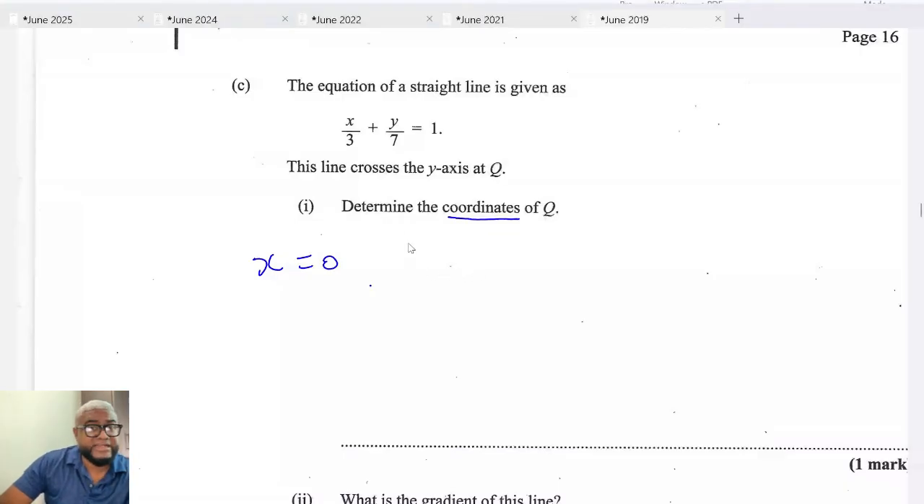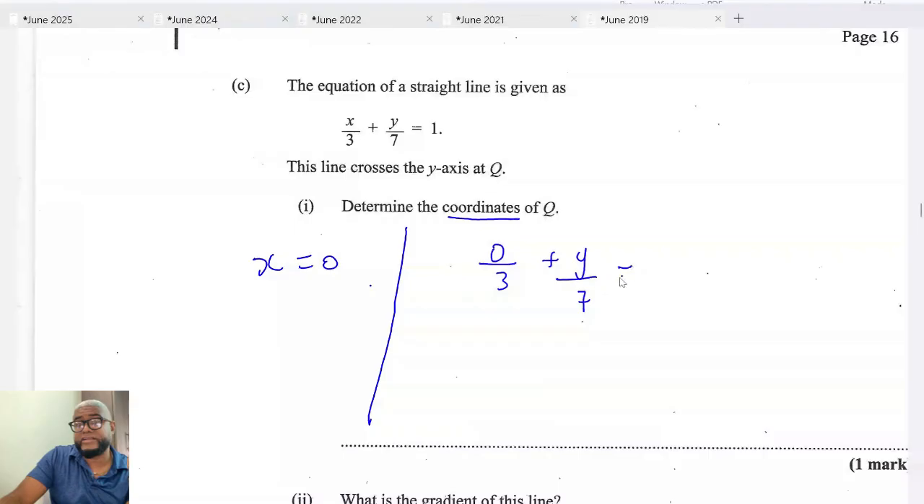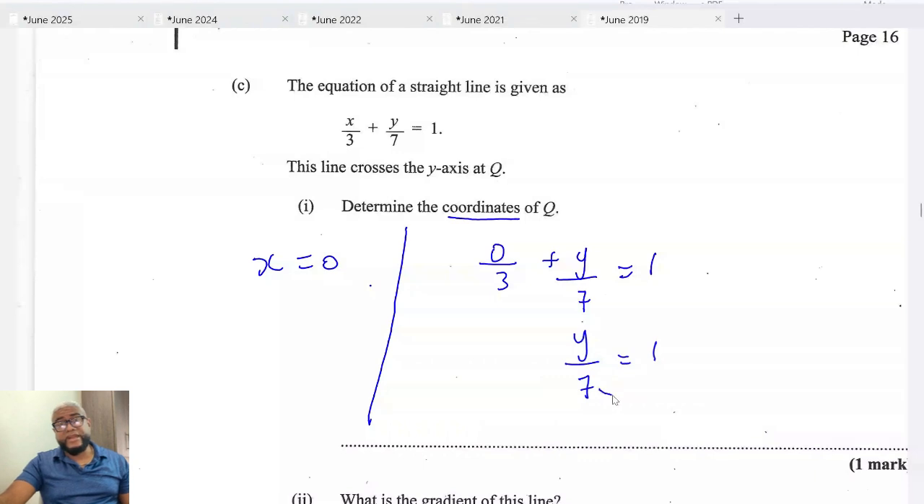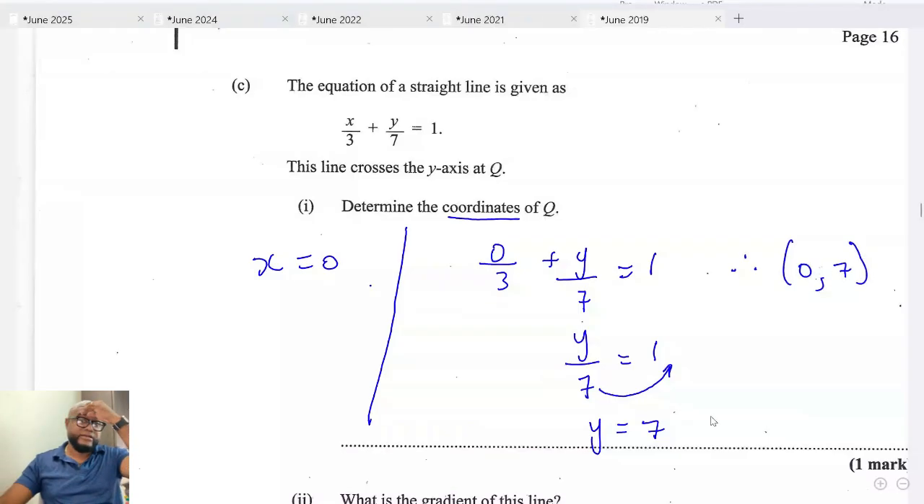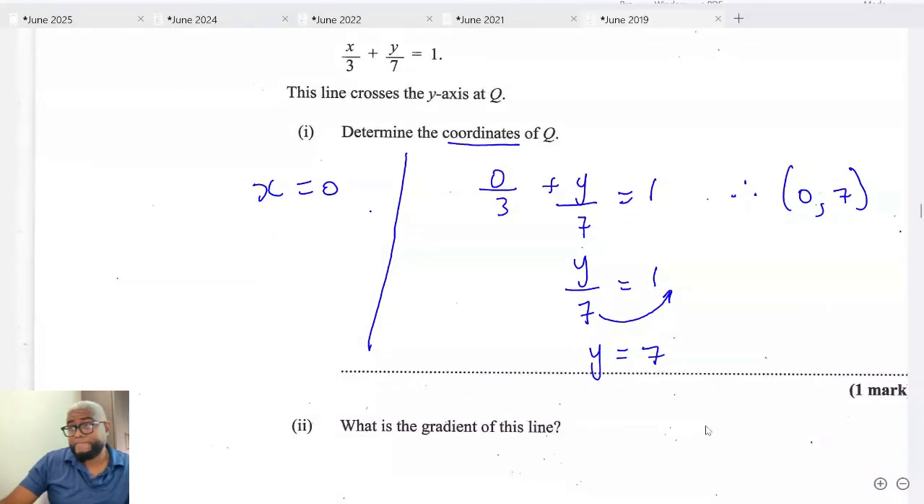If we just plug in x as 0, so watch it. If x is 0, what would it be? 0 over 3 plus y over 7 is equal to 1. 0 divided by 3 would be 0, and 0 plus y over 7 will just be y over 7. You all agree? Y over 7 is equal to 1, so when I carry 7 over, I multiply it by 1, so y is 7. Therefore my coordinates would be (0, 7), which is also a y-intercept. Everybody good there? Right, you have to find the gradient.